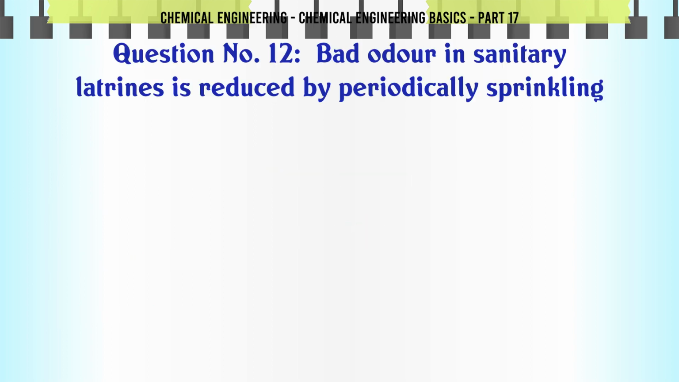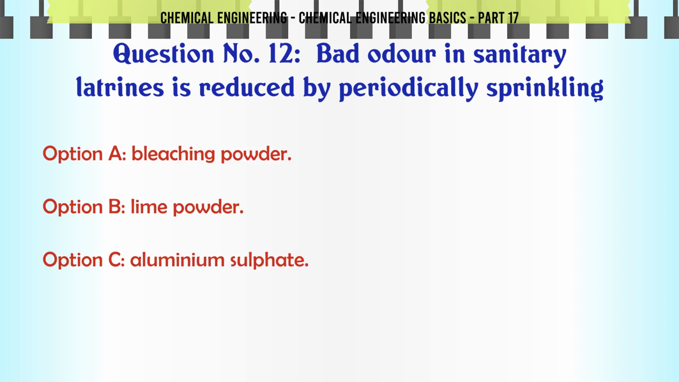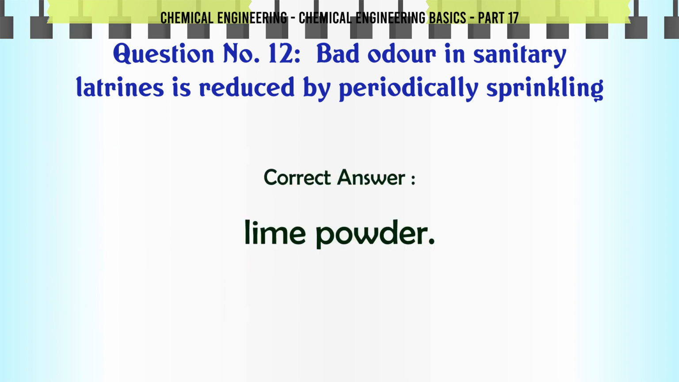Bad odor in sanitary latrines is reduced by periodically sprinkling A. Bleaching powder, B. Lime powder, C. Aluminium sulfate, D. None of these. The correct answer is lime powder.